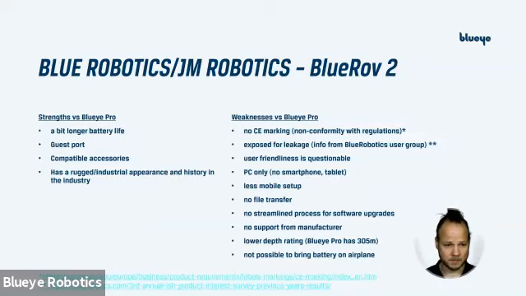It has a bit of a longer battery life, but it is also one of those products where, when you change the battery, you do need to do a pressure test for the unit. That's how the unit is built. If you think about the Blueye, changing the battery is super easy. It's just on and off. But with the BlueRov, you have to use a pressure pump to test it when you change the battery.